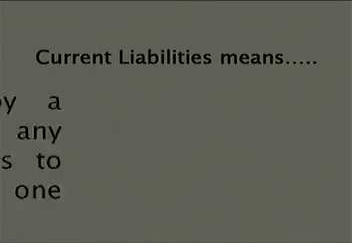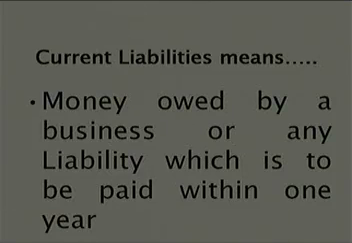Now, current liability, if you see, it is the money owed by a business or any liability which is to be paid within 1 year. So, here also the value of 1 year is significant. More than 1 year, they are called long term liability. But any payment that you have to make within a period of less than 1 year is to be treated as current liability. So, that 1 year value is very, very significant.